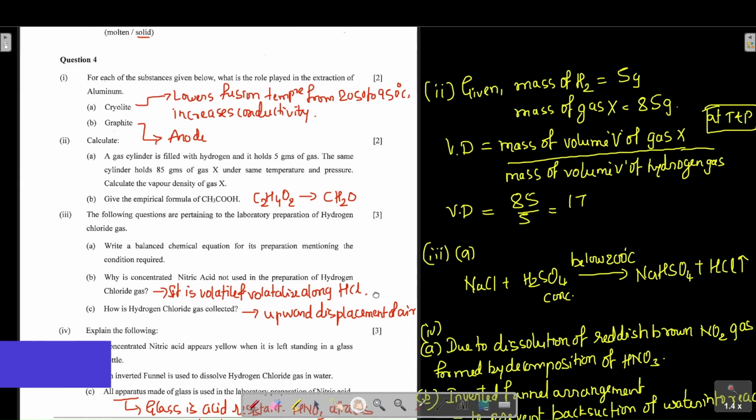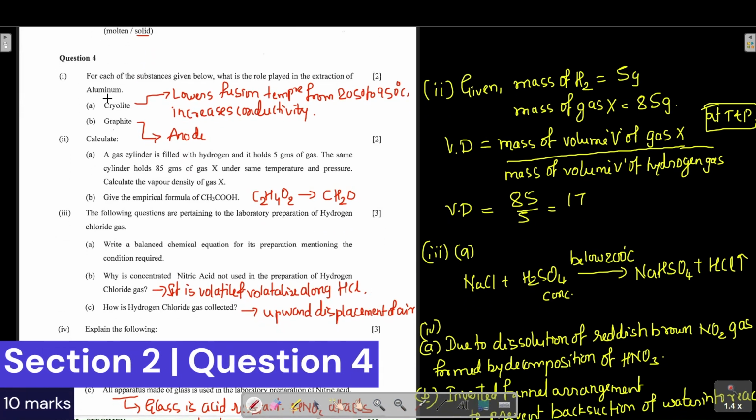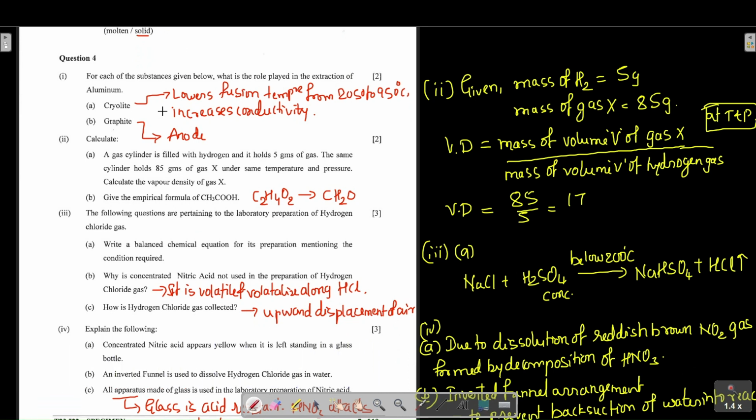Question number 4. For each of the substances given below, what is the role played in the extraction of aluminium? Cryolite, Na3AlF6. Lowers fusion temperature from 2050 degrees Celsius to 950 degrees Celsius and also increases the conductivity. 2 points. Graphite, it is just acting as an anode. Cathode will be a carbon lining in the electrolytic cell. Gas carbon will be lined. But the graphite is the anode.